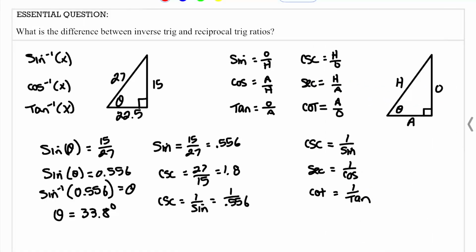So hopefully that clears up some confusion when it comes to reciprocal trig ratios versus inverse trig to solve for an angle.